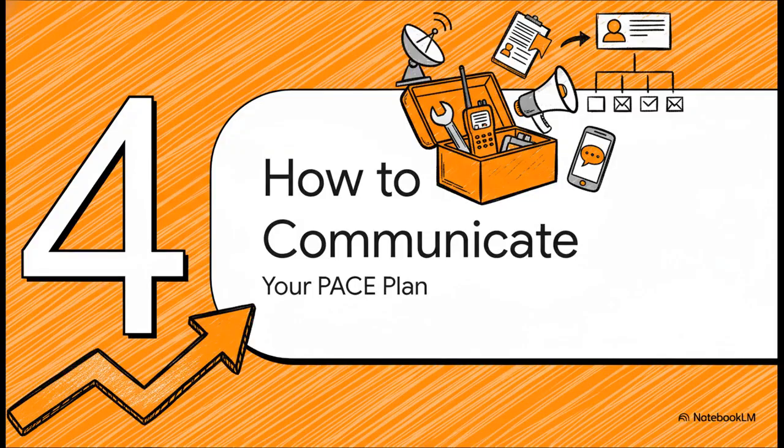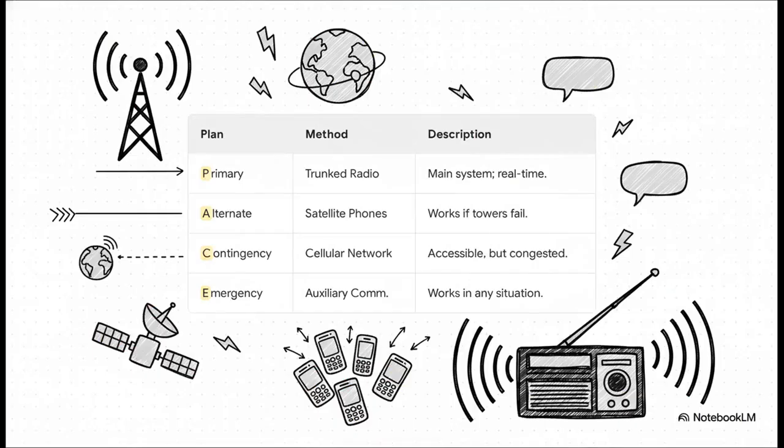Now, how are you supposed to get these messages through, especially when the primary systems might be down? This is where good old-fashioned strategic planning comes in. You need a whole toolkit of options and a plan for how to use them. This is the PACE model: primary, alternate, contingency, and emergency. Your primary comms method might be the trunked radio network. If that fails, you immediately switch to your alternate, like satellite phones. Your contingency plan could be using the cell network, but you know it might be congested. And finally, your emergency, last-ditch option is auxiliary communications, things like HF radio that will get the message through no matter what.